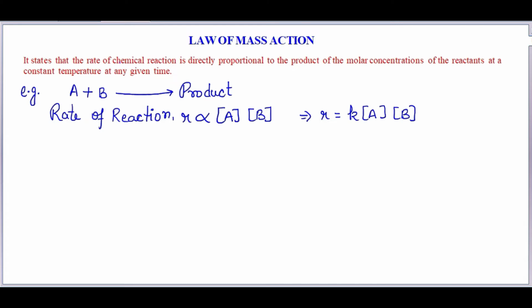This statement is correct for reactants present as one molecule each. Here I have one molecule of A and one molecule of B. But if I have more than one molecule of the reactants involved in the reaction, then the rate of reaction must be written differently. Suppose I have two molecules of A reacting with three molecules of B and forming products.